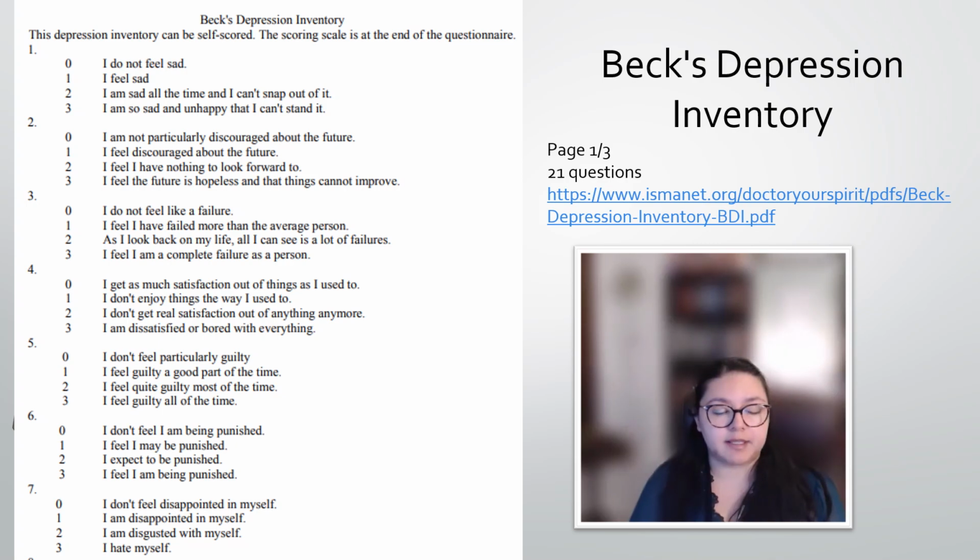I think that this one has a little bit more detailed information, and talks about maybe the beliefs that this person has. Feeling like a failure, particularly discouraged about the future, getting as much satisfaction out of things as I used to, right? That's the interest in things. That's one of the major criteria.